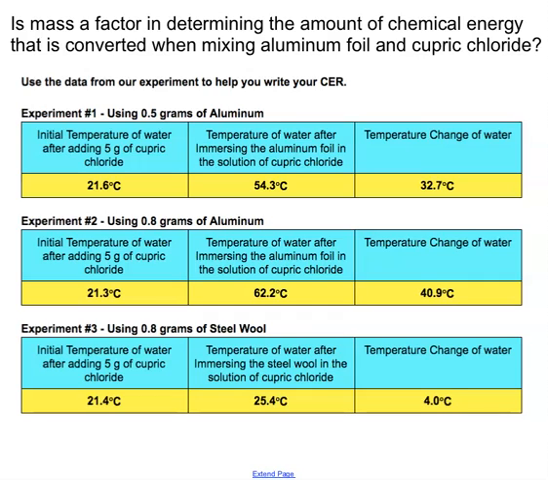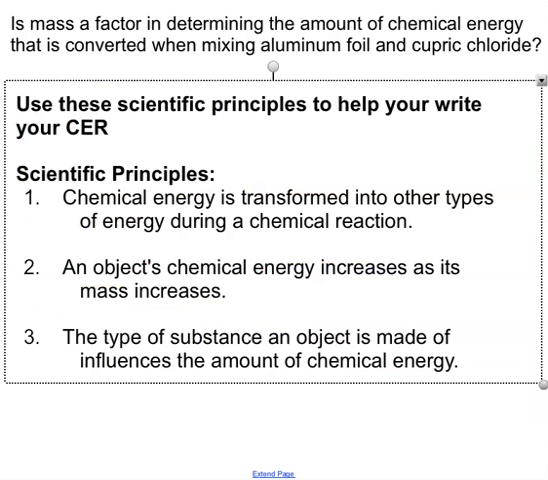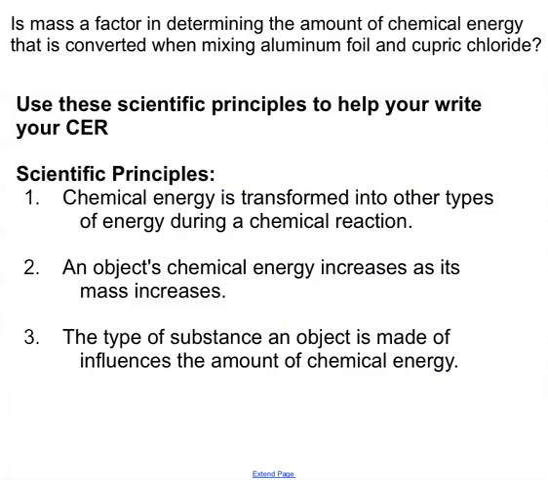You didn't talk about aluminum foil versus steel wool. You may not have to mention both aluminum foil and steel wool, but you have to use this data. I am looking for both quantitative data and qualitative data in the evidence section of your CER. So this data is important. You have to use it. Without using it, there's no way you can get proficient in all 3 parts. It's impossible.